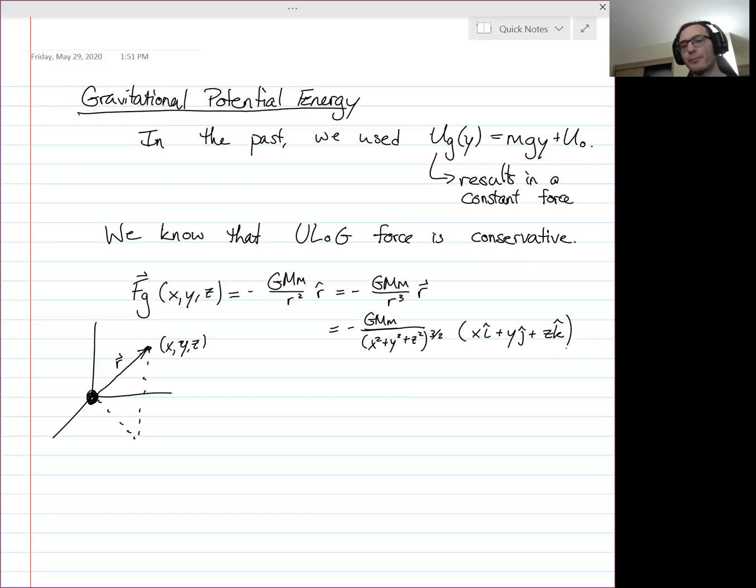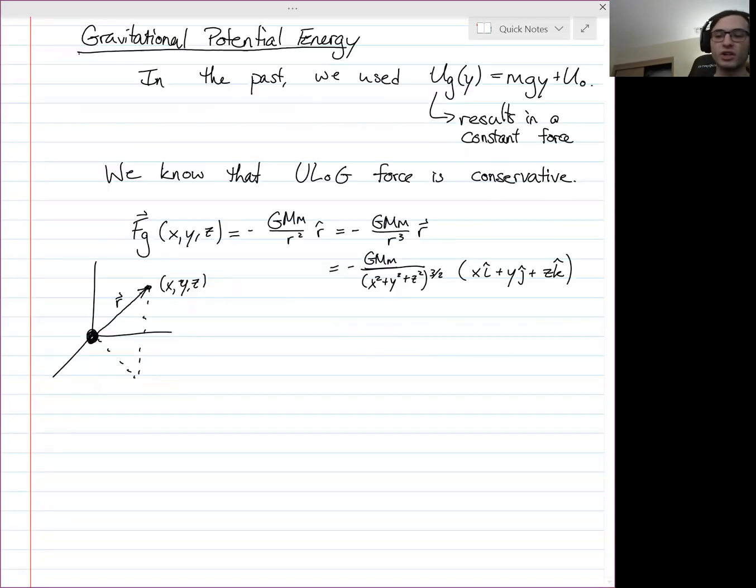Now, perhaps you can actually already see what's going to happen here. So let's just look at the x component. So the x component of the gravitational force as a function of x, y, and z. This is negative G Mm, and then we have times x divided by x squared plus y squared plus z squared to the 3/2.